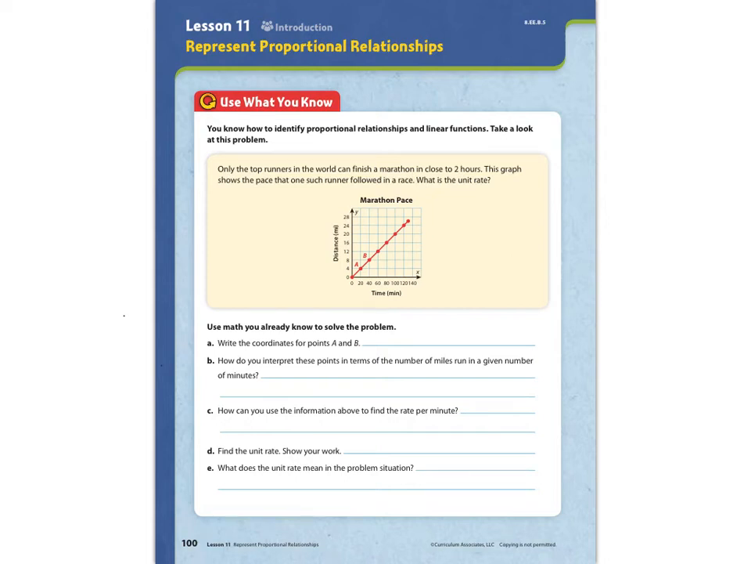Lesson 11, represent proportional relationship. This is information that we already covered last year. So what you're going to do is, for the next 3 minutes, you are going to try to fill in all the information from this page. So take your time, use the tools, your highlighter, your pencil, and in case you need to erase, make sure that you do it neatly.